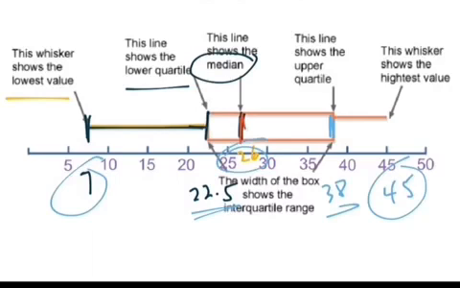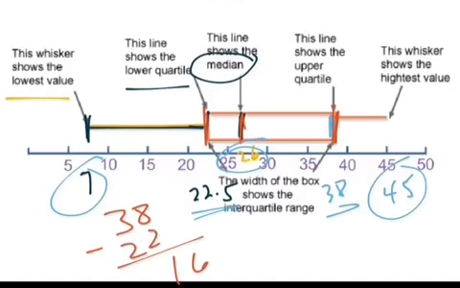So you want to make sure you remember that. The interquartile range is also the difference between this and this. So if this was 38, and I just said this was 22 instead of 22.5, if I subtracted them right over here, 16 would be the interquartile range. So just remembering how to find these with a box plot.